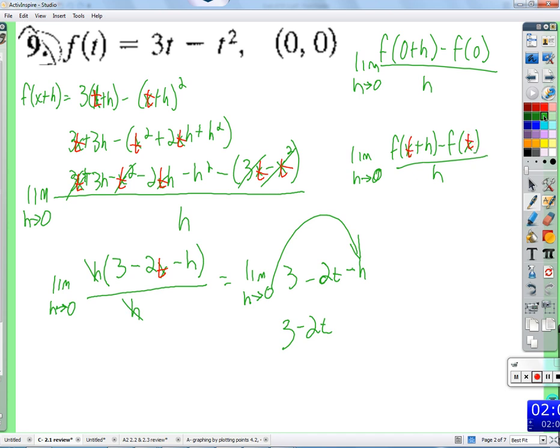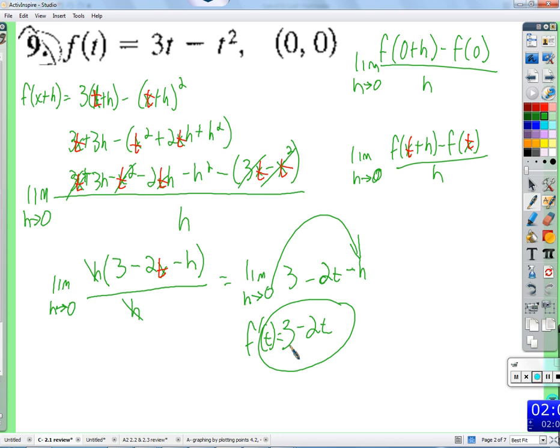And now we're back to green. 3 minus 2t, what's this thing called? The derivative. It's called f prime. F prime, it's a nice little notation because you know it's talking about f. A little prime in calculus tells us we're talking about the derivative of f. So this guy right here will tell us the slope of a tangent line on f at any given x.